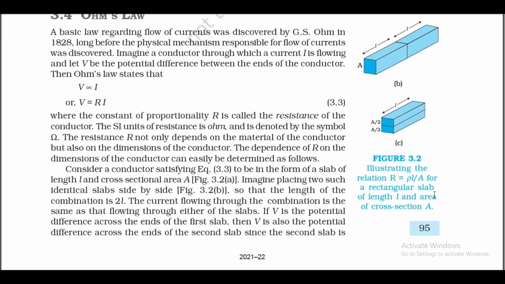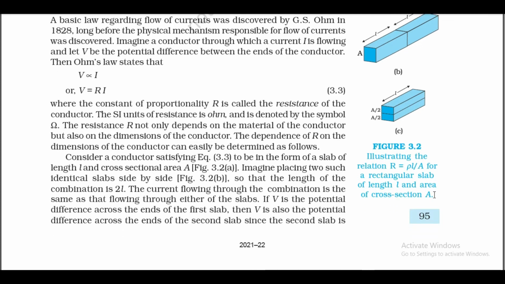The resistance R not only depends on the material of the conductor but also on the dimensions of the conductor. The dependence of R on dimensions of the conductor can easily be determined as follows. Consider a conductor satisfying equation 3.3 to be in the form of a slab of length L and cross-sectional area A. Figure 3.2a. Imagine placing two such identical slabs side by side, Figure 3.2b, so that the length of the combination is 2L.